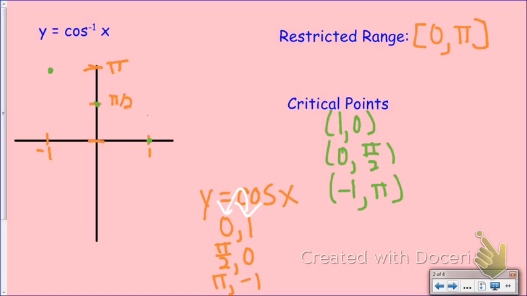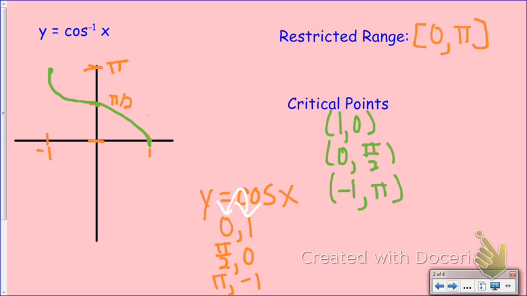Okay, so I have those critical points plotted, so now I'm just going to draw my graph. And if you remember, this is part of a curve, so I'm not just going to connect them in a straight line. It's part of a curve that would continue. So my graph's going to look a little something like that. So that is my cosine inverse parent function. What you guys need to know about this is I need to look at the restricted range, and I'm going to need to know the critical points for when I do my transformations.